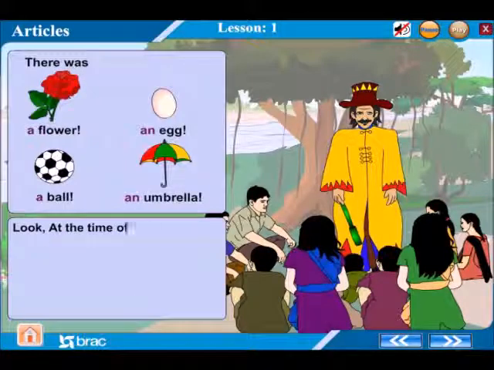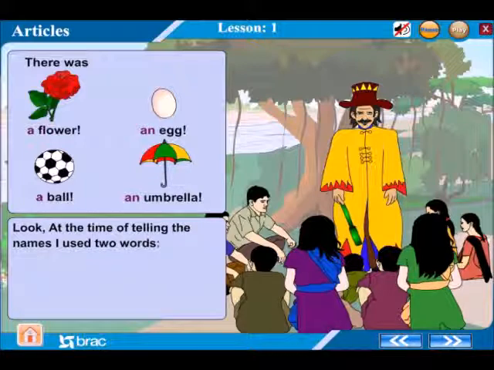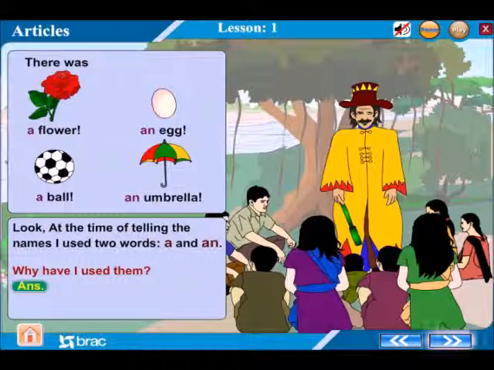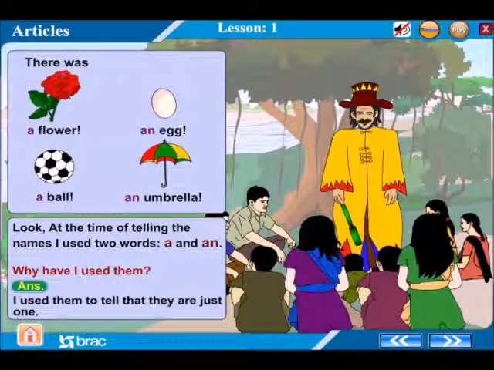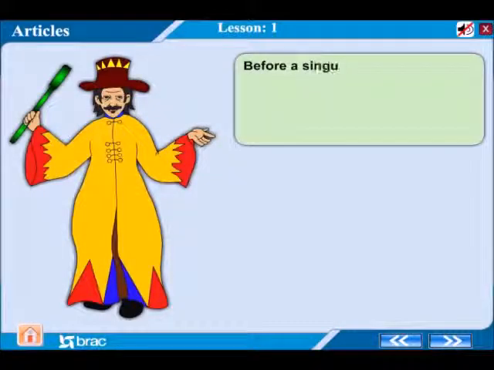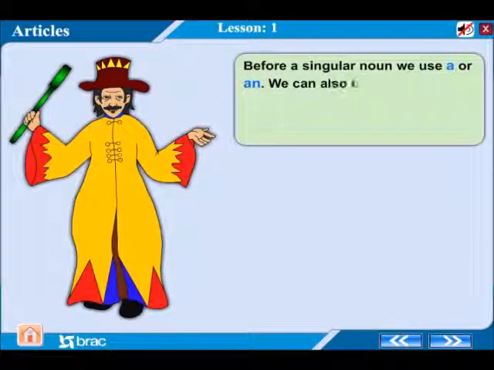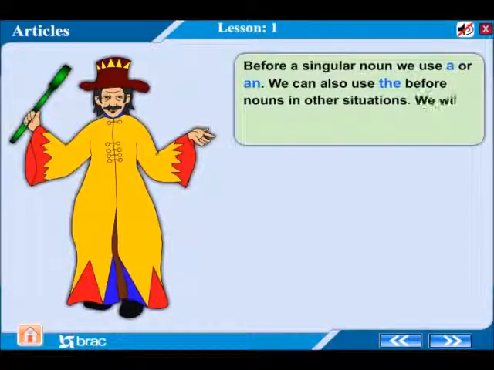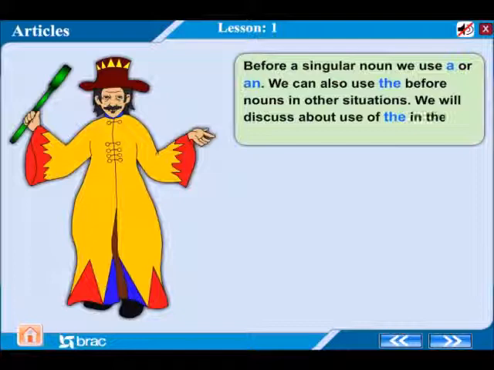Look, at the time of telling the names, I used two words, a and an. Why have I used them? I used them to tell that they are just one. Before a singular noun, we use a or an. We can also use the before nouns in other situations. We will discuss the use of the in the next lesson.